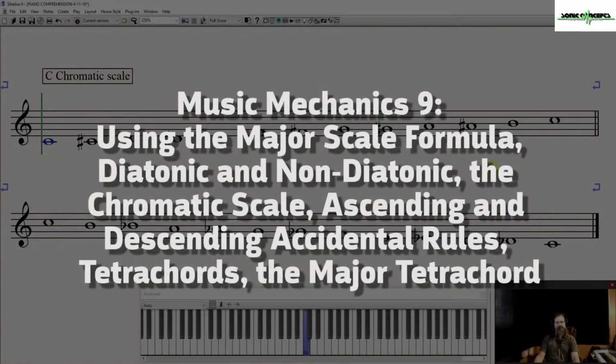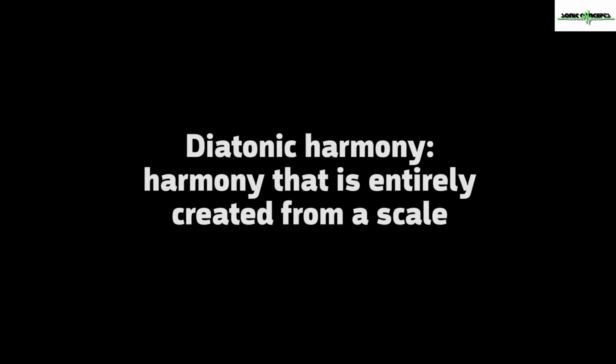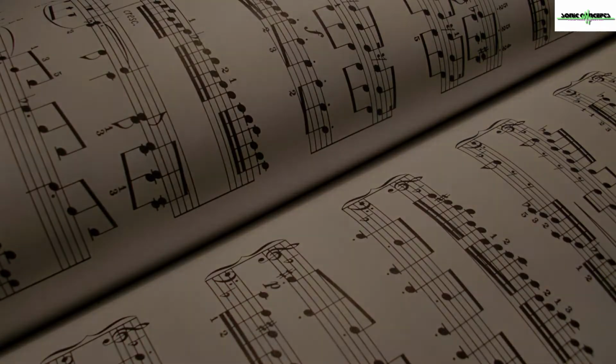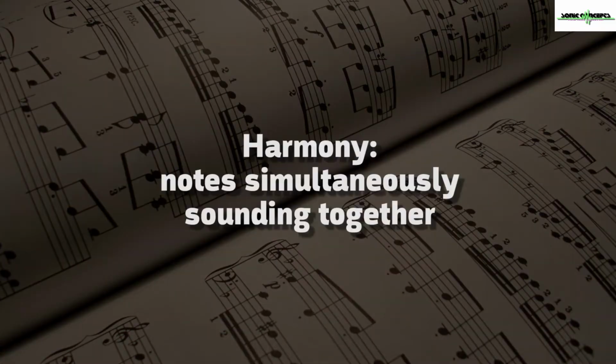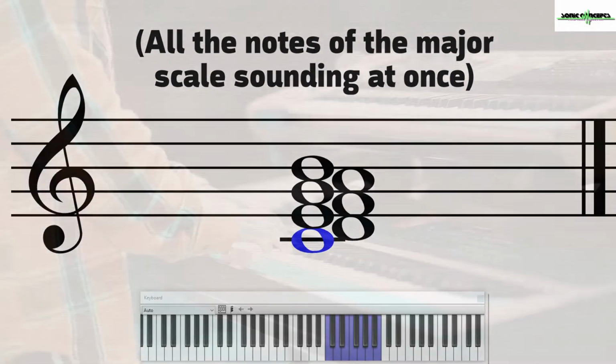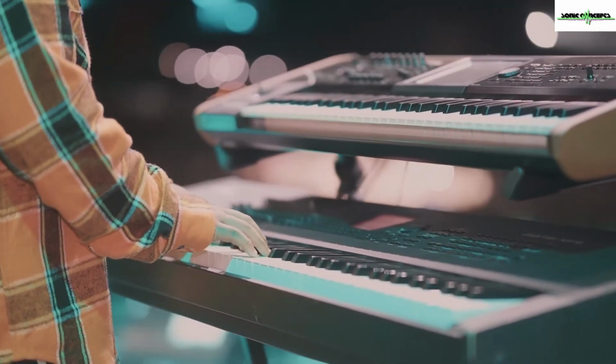In Music Mechanics 9, we define the term diatonic as a musical element that is constructed from a scale. Diatonic harmony, then, is harmony that is entirely created from a scale. This harmony most often includes diatonic chords. Since the definition of harmony is notes simultaneously sounding together, it doesn't automatically follow that the notes are arranged into chords. Nonetheless, most of the time, diatonic harmony consists of diatonic chords.